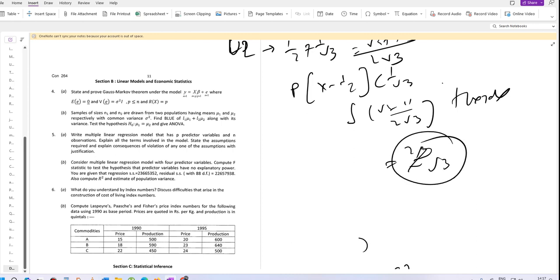Step 3, the lower bound. Similarly, we can do it since the probability cannot be negative. So in this case, the probability of |x minus half| less than 1 by root 3, the lower bound will be 0. So therefore the lower bound of this will be 0. Hence the answer.